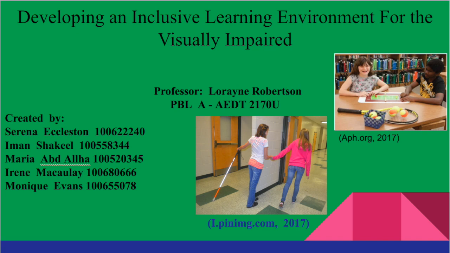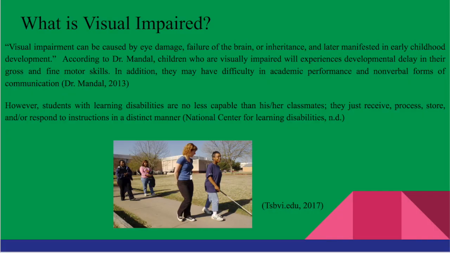We will be discussing developmental inclusive learning environment for a visually impaired student. What is visually impaired? Visual impairment can be caused by eye damage, failure of the brain, or it could be an inheritance, and later manifest in early childhood development.